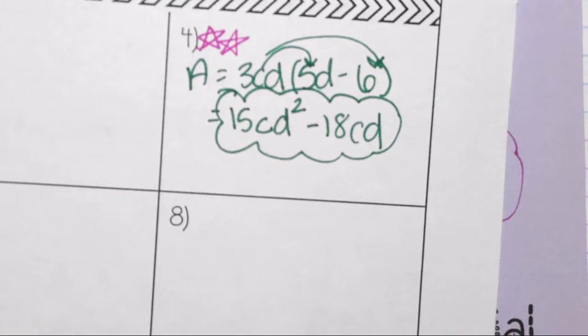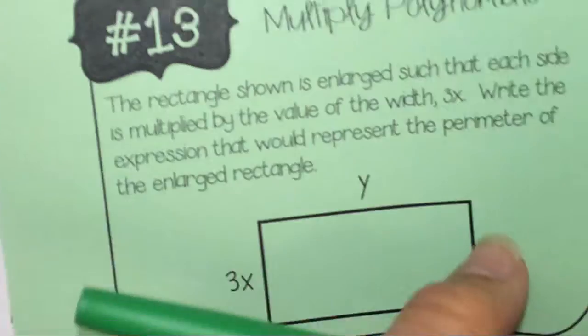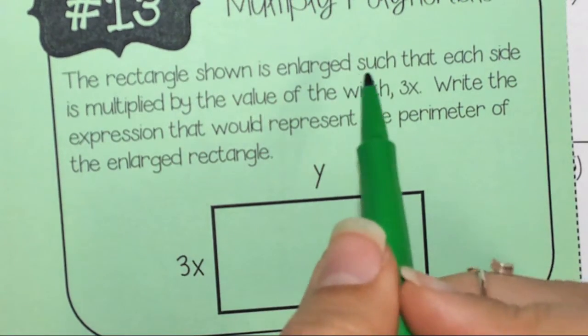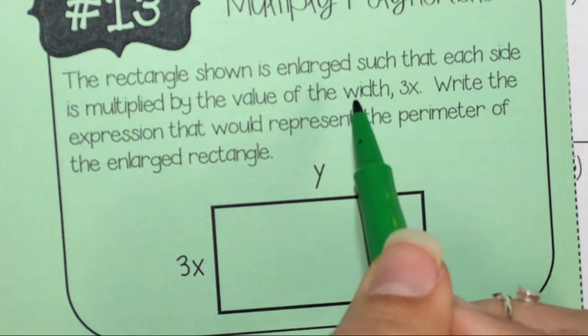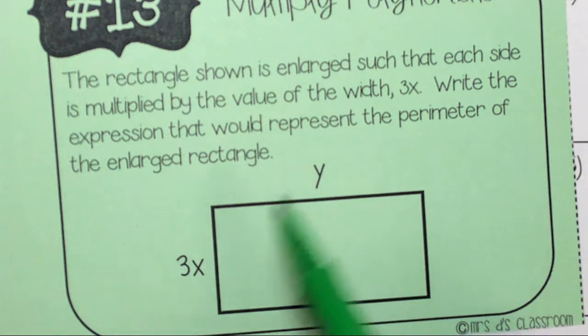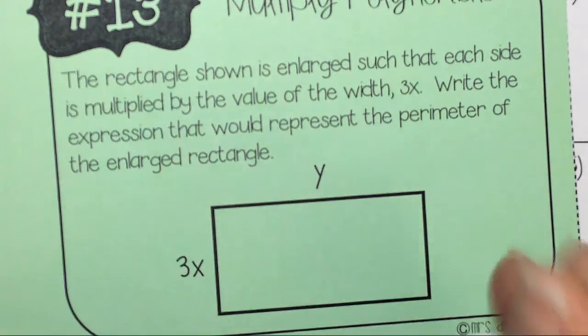And then the last one is number 13. This is a great problem. The first time I did 13, I read it wrong, so let's make sure we read it together. It says the rectangle shown is enlarged such that each side is multiplied by the value of the width. So we're going to multiply each of these times 3x. And then we're going to write the perimeter.